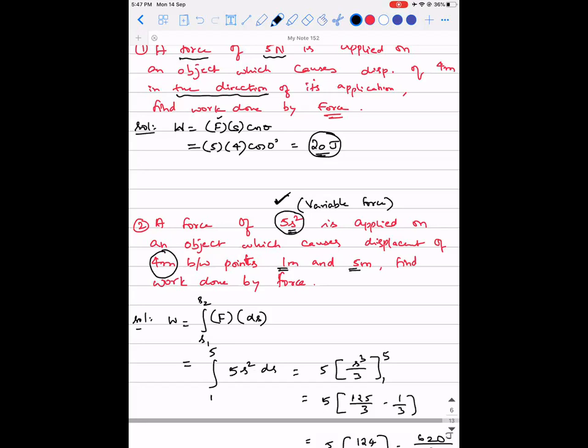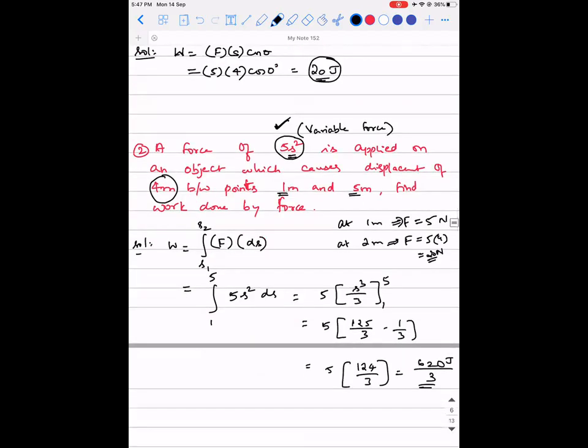It is increasing because at 1 meter, what would have happened? Force would have been 5 Newton. At 2 meter, force would have been 5 into, in the place of s, you are going to substitute 2. That will be 20 Newton. You're able to understand it is exponentially increasing. So as the force is going to increase, the amount of work done by that particular force is also going to increase. That is why when you do the integration, the final result is coming out to be a greater value compared to the previous scenario.